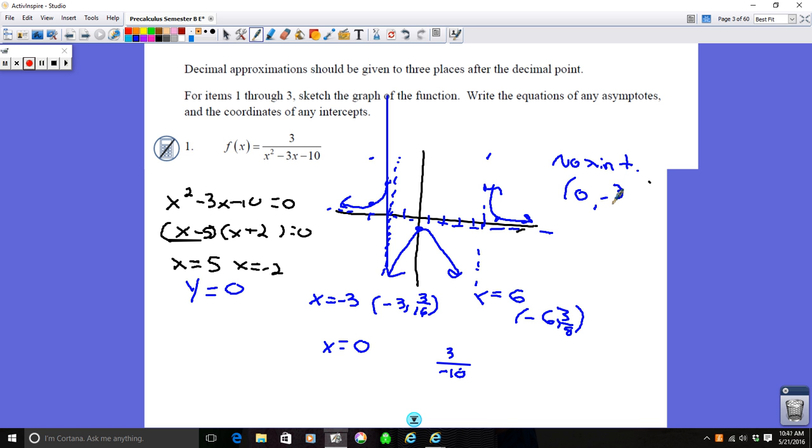And they've gotten everything they asked for in the problem because they asked for the vertical asymptotes, the horizontal asymptote, no x-intercept, and what the y-intercept is, and a quick sketch of the graph. Again, this is a no calculator problem, so you cannot rely on your calculator to do that problem for you.